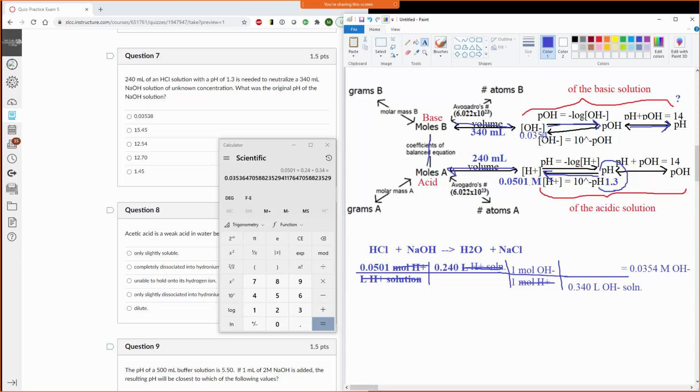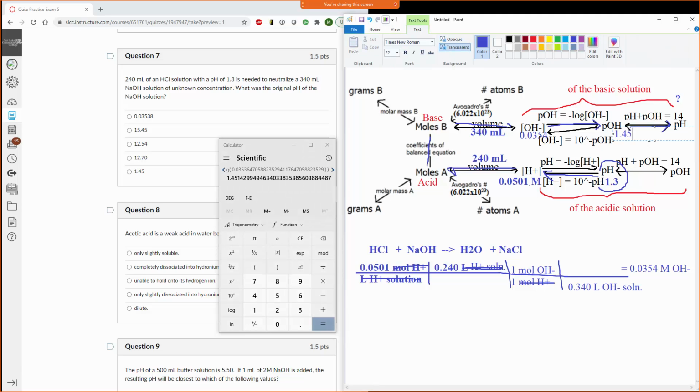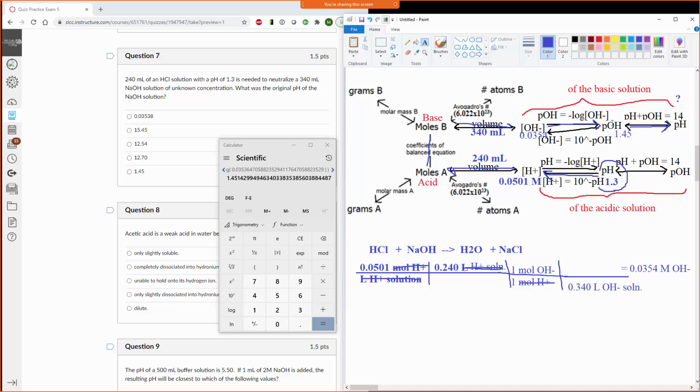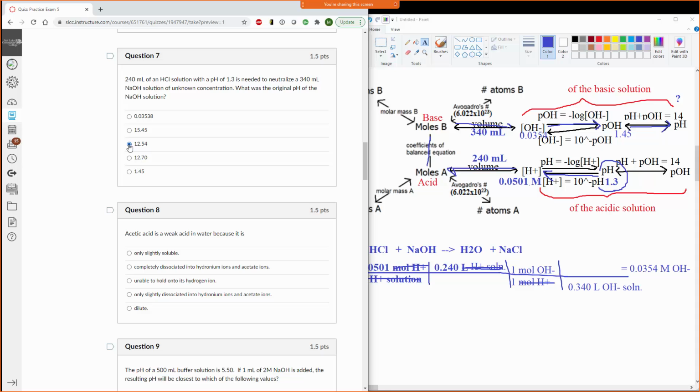All right. So now our roadmap says, okay, I'm going to plug that into this minus log equation, and that gives me the pOH. So the minus log of this gives me 1.45 for my pOH. And my roadmap says, wait, you're not done, which is good, because a lot of students would stop right there and might accidentally select the 1.45. Right, but we have to subtract that from 14. So subtract that from 14 to get the pH. Gives me a pH of 12.54.